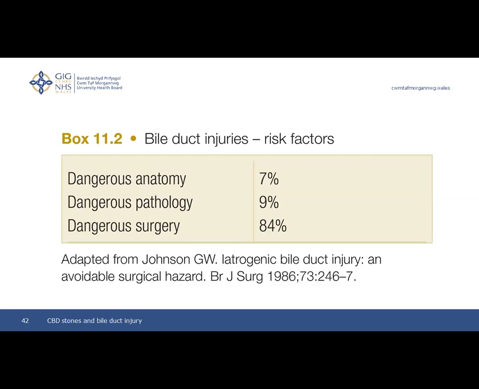And next comes the risk factors for bile duct injuries. It's commonly accepted that the dangerous surgeon, or dangerous surgery, is the most common cause of bile duct injury. The dangerous thing in the anatomy is just 7%, the dangerous thing by the surgeon is 84%, and chances of dangerous pathology is just 9%. So most of the bile duct injuries are because of the surgeons, not because of the anatomy. However, there are a few chances because of the dangerous pathology.